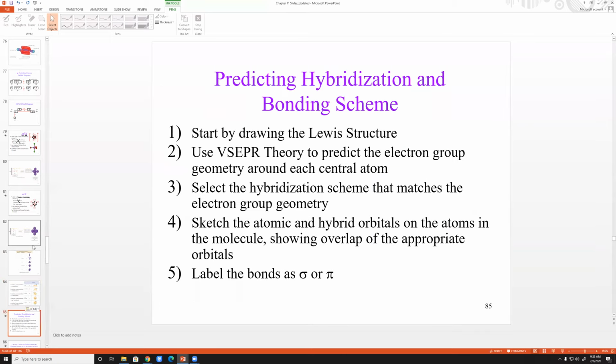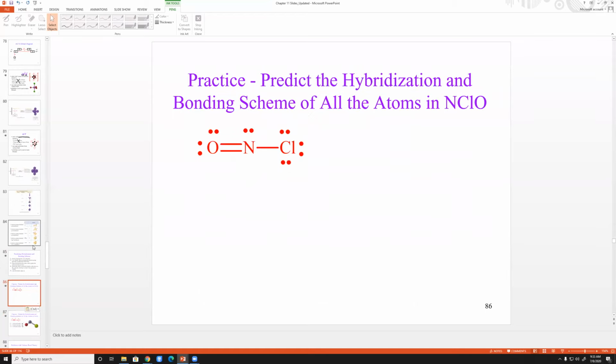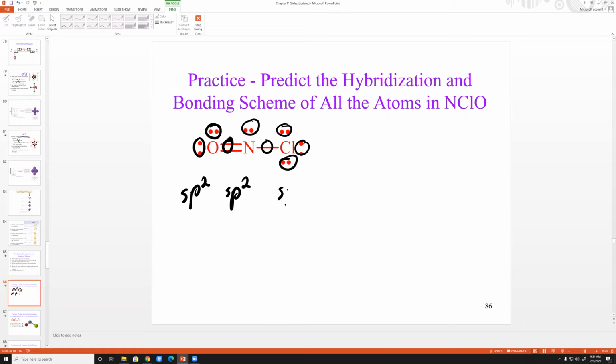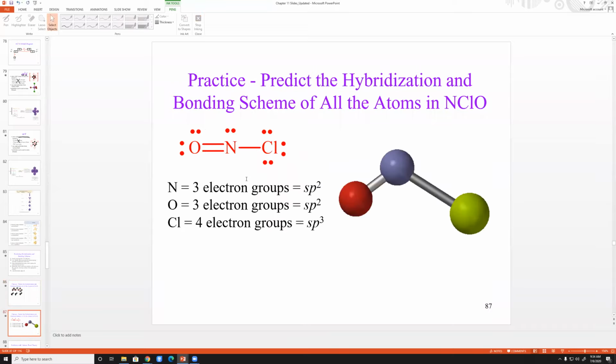Okay. Now, let's do this one first. Let's do hybridization practice. So the oxygen, let's count the electron groups. 1, 2, 3. So it must be sp2 hybridized. Nitrogen, 1, 2, 3. Must also be sp2 hybridized. Chlorine, 1, 2, 3, 4. Must be sp3 hybridized. That's it.